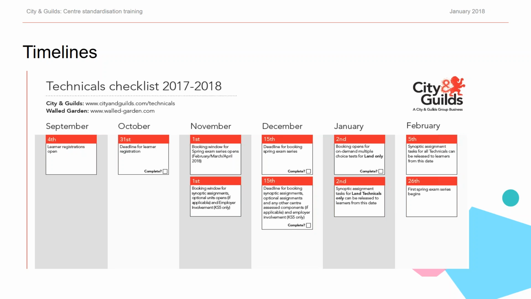Technical qualifications have quite different timelines to VRQs, so don't be caught out. We're now in January and we can see the booking window opens for the online multiple choice questions in Land, along with a Synoptic Assignment release date for Land qualifications. On the 5th of February, the Synoptic Assignment can be released for all learners. And as you can see, these tick boxes will help you to check off here, there, and there, whether that has actually been carried out throughout the year.